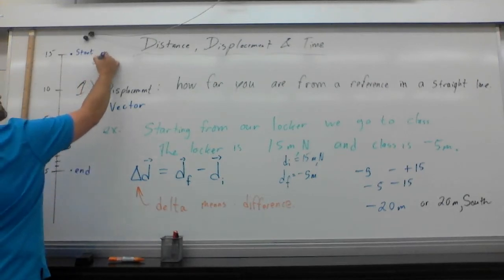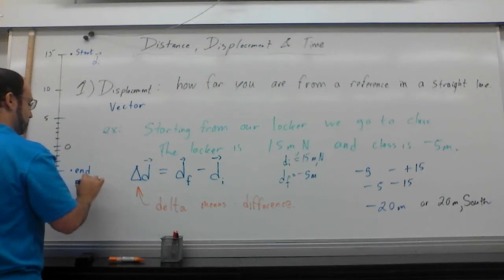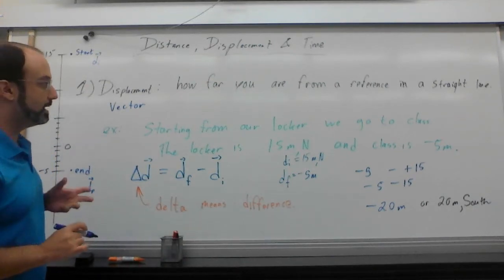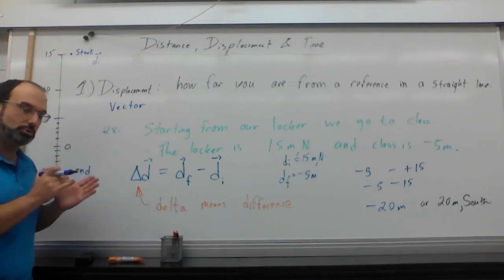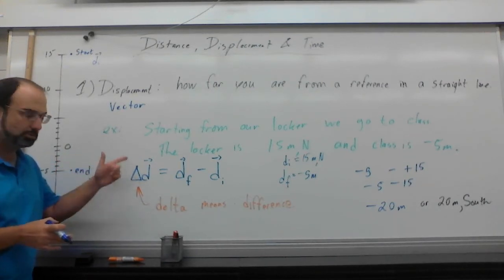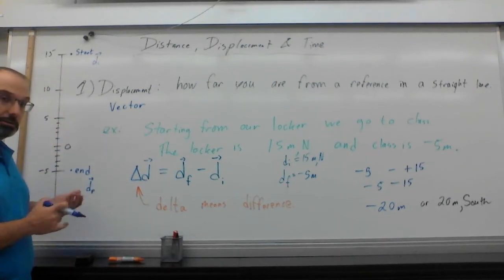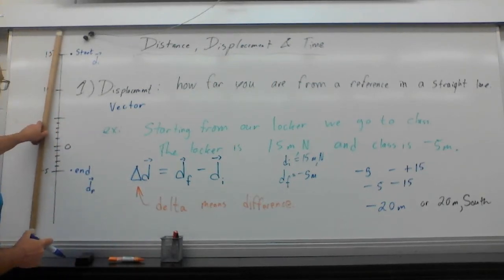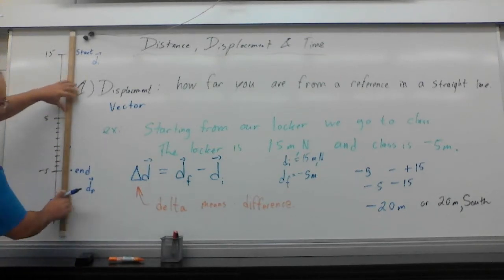We could also say this is D_i with an arrow, and this is D_f with an arrow. Reminder, scalars have no arrows on top. Vectors do. That's how we know they're vectors. So there's the start, there's the end. In order to see what happens, we go from start to end. Pretty straightforward.